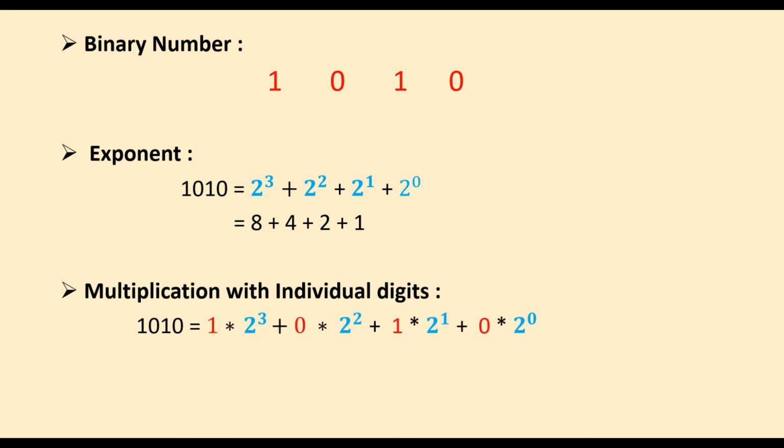Here we multiply the exponent with the first digit and similarly the other digits. Here we get the output: 8 into 1 is 8, 4 into 0 is 0, 2 into 1 is 2, and 2 to the power 0 is 1, 1 into 0 is 0. Here we get the output 10. We will implement this now.